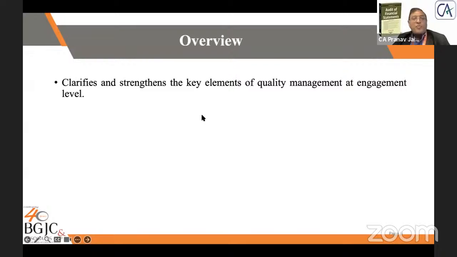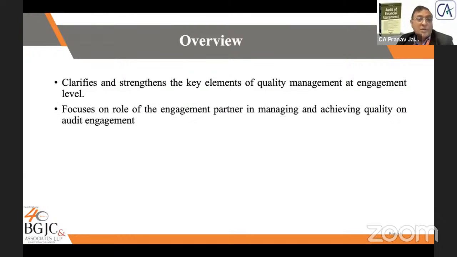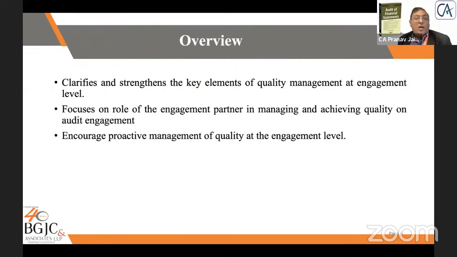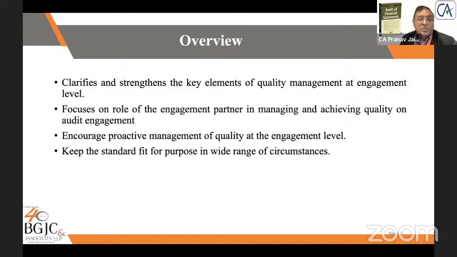As a quick overview, the standard clarifies and strengthens the key elements of quality management at the engagement level. It focuses on the role of the engagement partner in managing and achieving quality on audit engagements. So there has been a significant enhancement of the responsibilities of the engagement partner in this revised standard. It encourages proactive management of quality at the engagement level. We will see in subsequent slides how the standard addresses those.